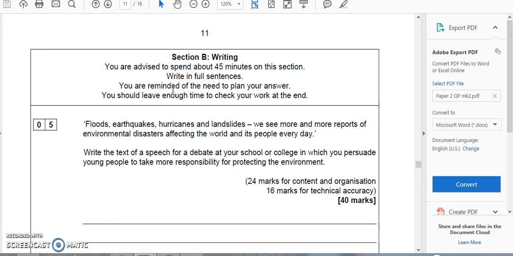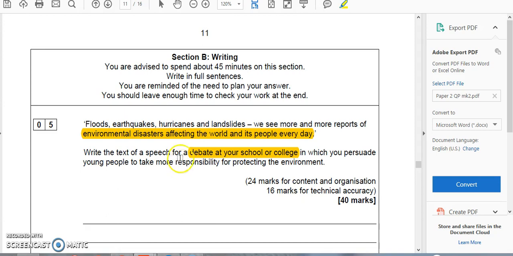So we're just going to draw out some of the information you're going to need to answer question 5 from question 5 using SLAP. So firstly, situation. The situation is quite general, but we can take some of this information here. So it's talking about seeing more and more environmental disasters affecting the world every day. So we know that's the basic topic for the speech. We know that it's a debate as well. So we've got our situation. Our situation is something to do with environmental disasters and that sort of thing.